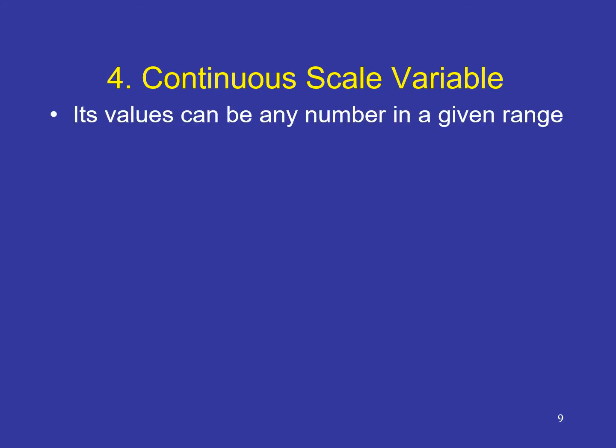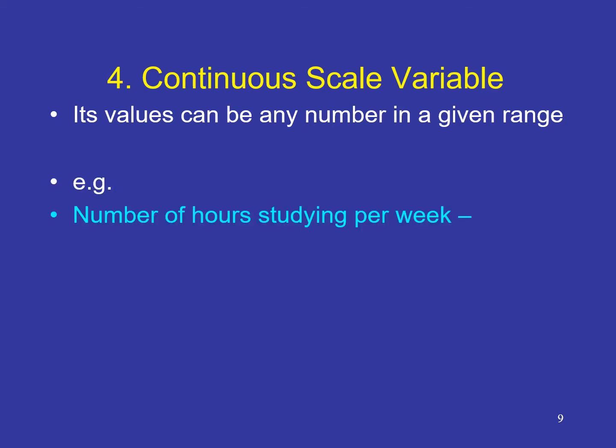Now, if you have a value which doesn't go up in steps, it can be any number in a given range, this is called a continuous scale variable. So if the question was, how many hours do you study per week? It could be 0, could be 1, could be 10. Let's imagine the maximum is 50. But of course it could also be something like 2.5, 2.35, 2.356472, theoretically. So it could be any number in a given range.